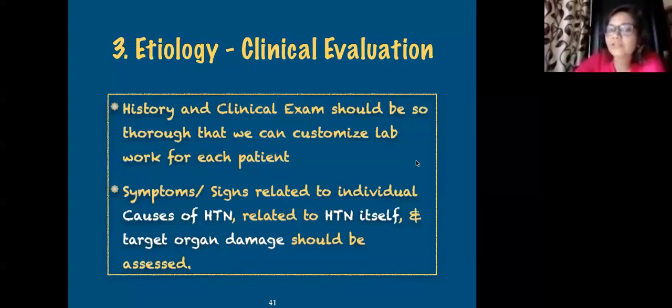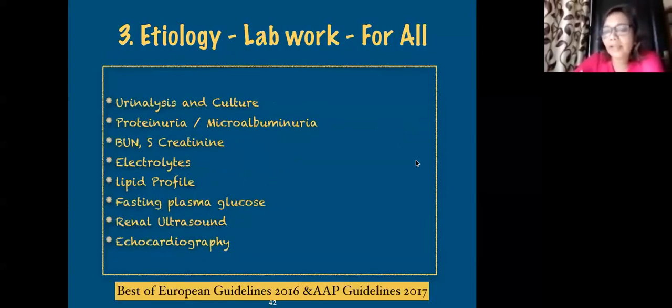So when you evaluate, you have to look for symptoms and signs related to individual causes of hypertension, related to hypertension itself, and target organ damage. What should be done for every single patient is: 1, urinalysis and culture; 2, looking for proteinuria or microalbuminuria; of course, BUN and serum creatinine, electrolytes, lipid profile, and fasting plasma glucose, more important if it is an older patient and you are suspecting essential hypertension; renal ultrasound, and an echocardiography. These are the things which you should get done for all patients. I have conglomerated this from my own clinical experience as well as the best points in both the guidelines that are currently available for managing pediatric hypertension.